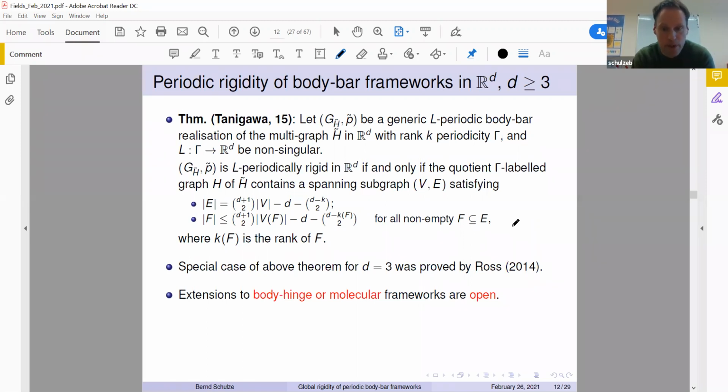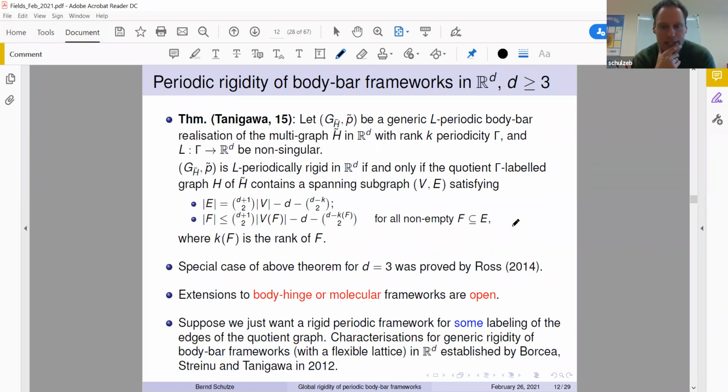Unlike the finite framework case, it is unclear whether this extends to body-hinged and molecular frameworks. So these are still open problems. And we also don't have any extensions of this result yet for periodic frameworks with flexible lattices. So that's lots of open questions still. What we do have, as a side comment, is a complete characterization in the case where we omit the group labels of the edges. If you just want to find a rigid periodic framework for some labeling of the edges of the quotient graph, then there is a characterization for generic rigidity of body bar frameworks with flexible lattice in all dimensions. And this was done by Cyprian, Iliana, and Kaszanitzy. But again, this is not the setting we're looking at in this talk.